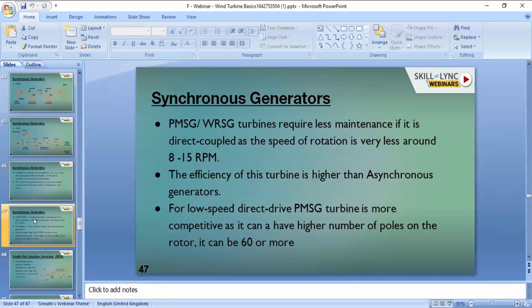The difference is that the permanent magnet synchronous generator and this wound rotor require less maintenance as it is directly coupled, and the speed of rotation is very low, around 8 to 15 RPM. Also, the efficiency of this turbine is slightly higher than the asynchronous generator. As I said, the low speed direct drive permanent magnet synchronous generator is more widely used, and it can have a large number of poles on the rotor, much more than 60.